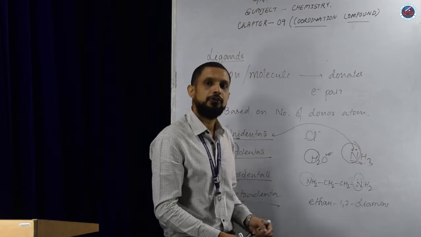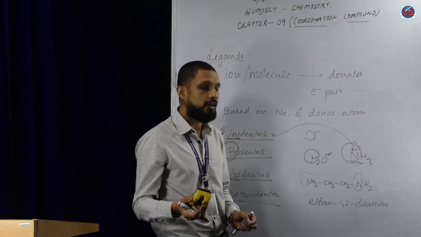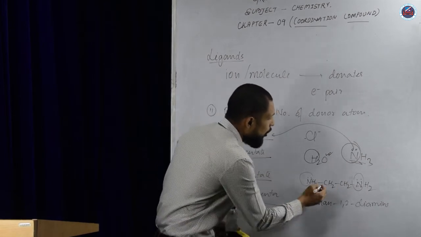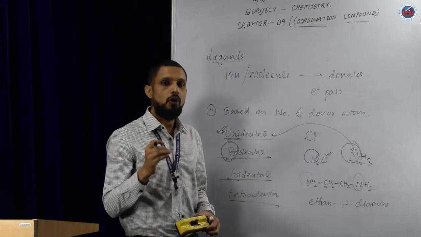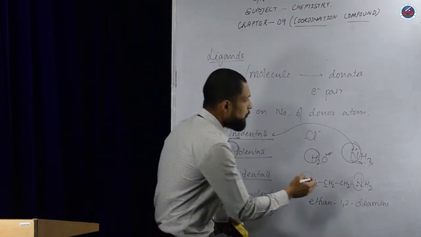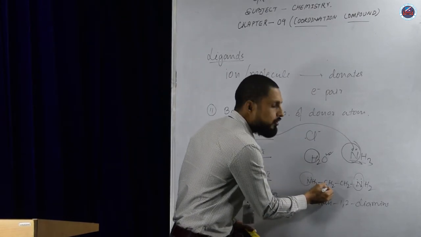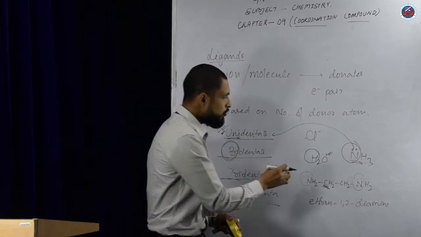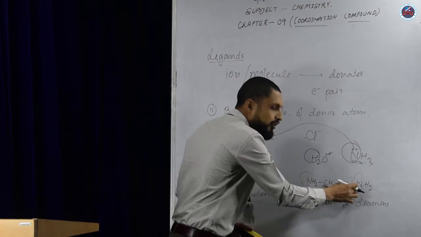We have already seen hydrogen is not capable of donating a pair of electrons, so it will not be counted as a donor atom. Same goes for carbon. Carbon is also not capable of donating a pair of electrons. So that's why carbon is also not considered as a donor atom. So in total we have only 2 donor atoms.